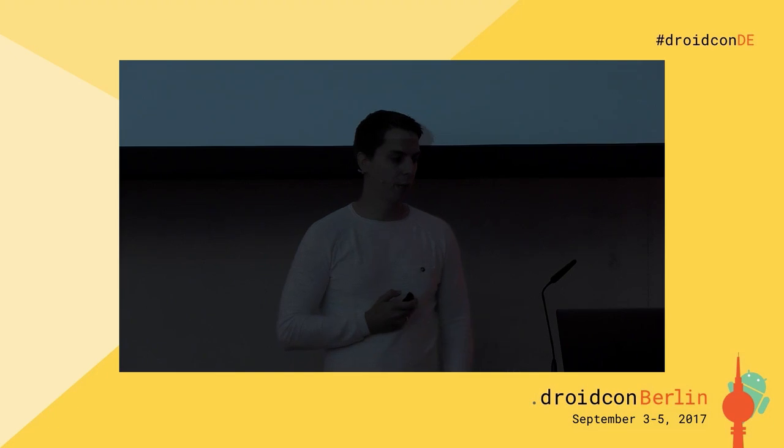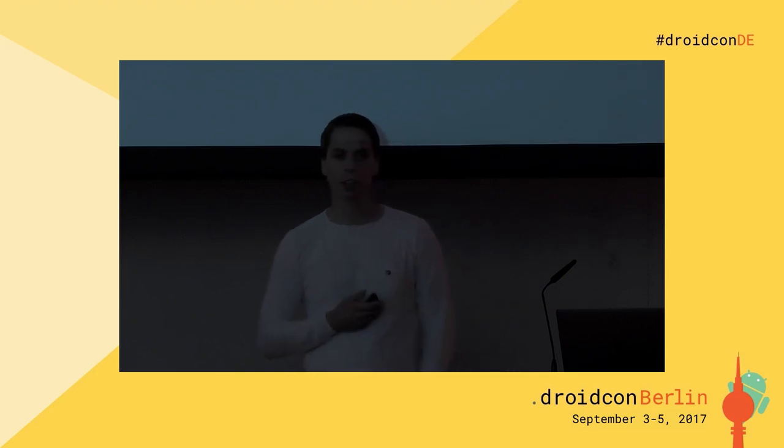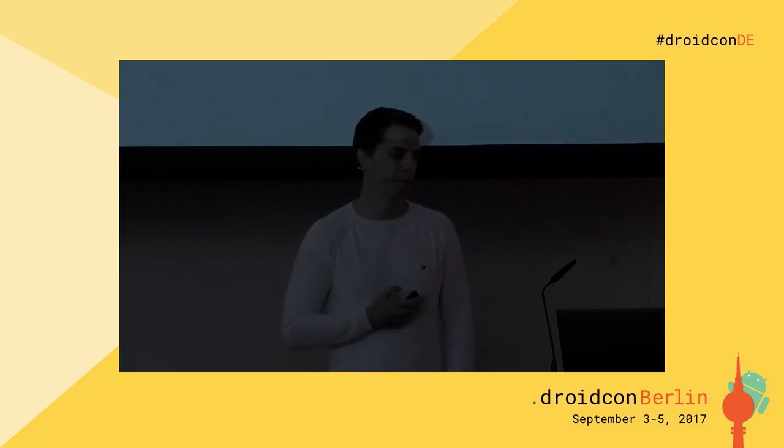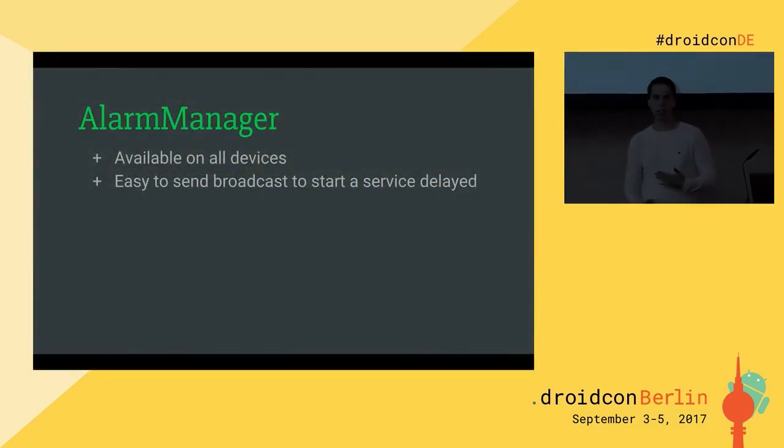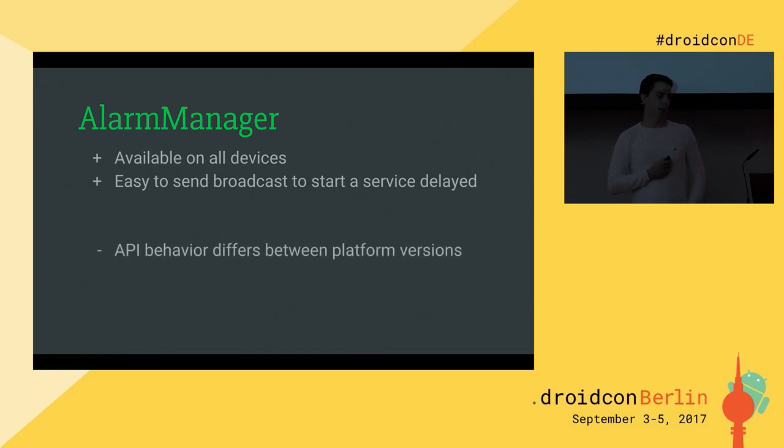Okay, let's start with the Alarm Manager. The good thing about the Alarm Manager is that it basically exists since version 1. So the code you will see in a second would also run on the very first Android device. And it's really easy for the alarm to send a broadcast to a broadcast receiver or to start a service in the future. The downside of the Alarm Manager is that the API behavior differs between platform versions, and you will get some unexpected results. And in the end, you have to write a lot of boilerplate code to do something simple.